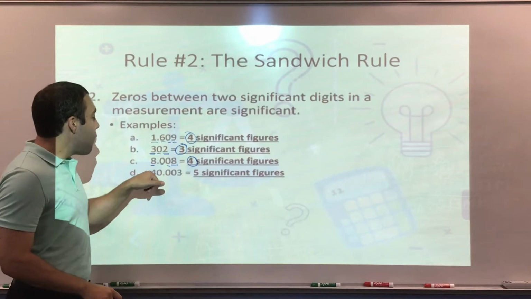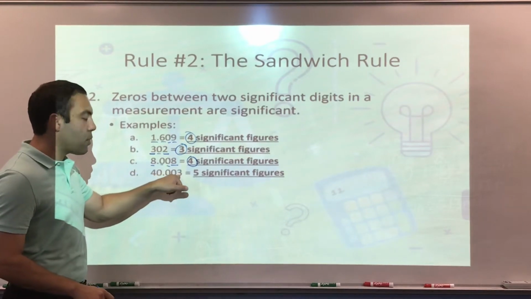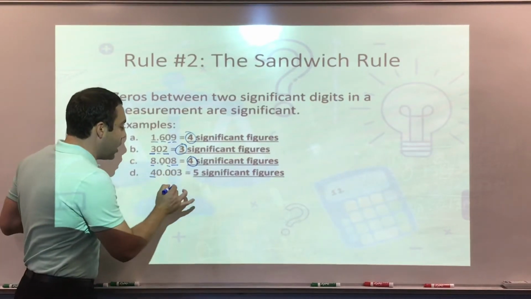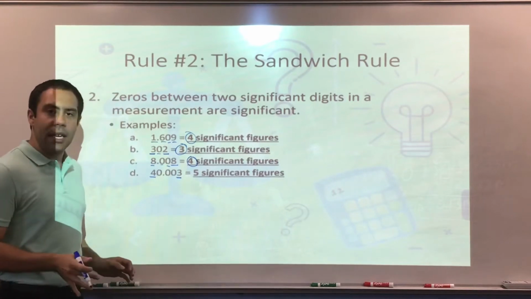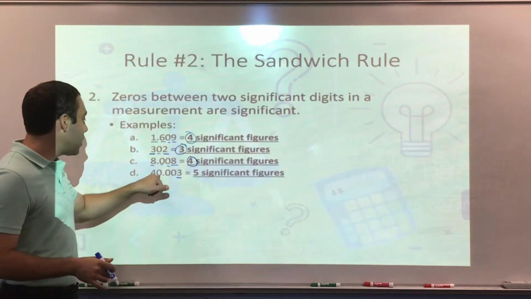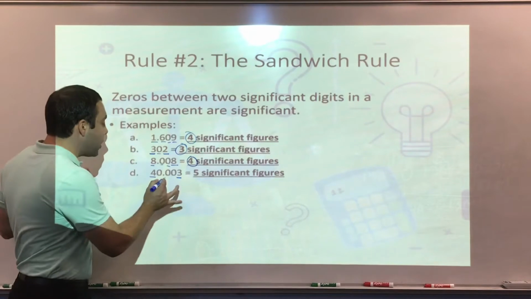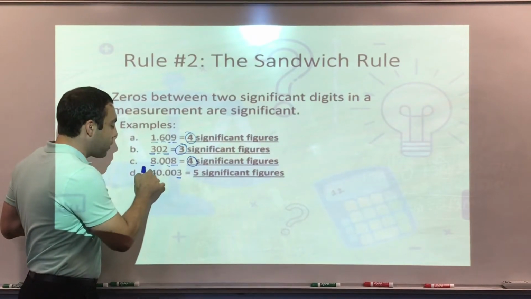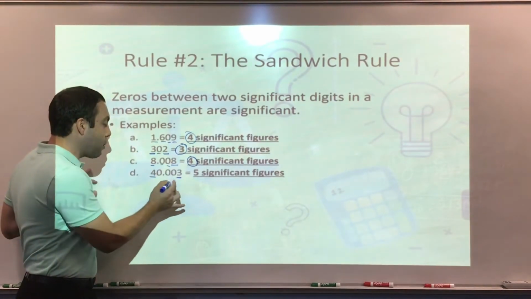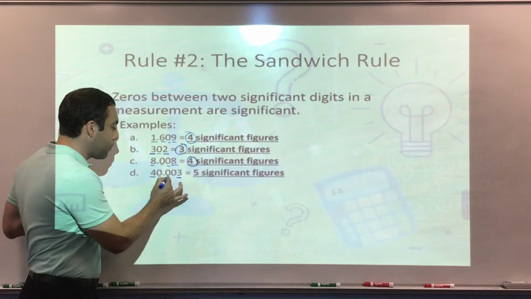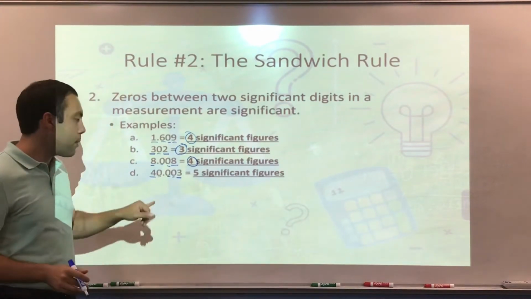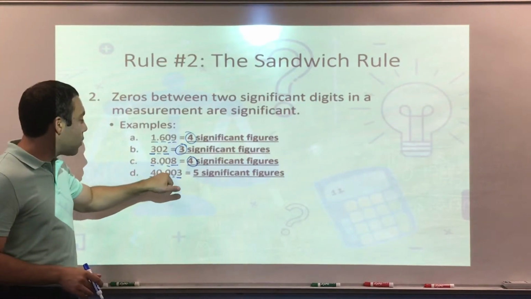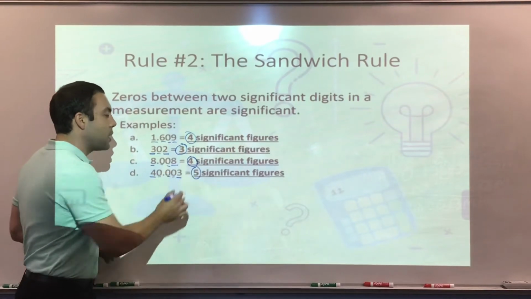And finally, 40.003, we have the 4 in the beginning, the 3 at the end, and in the middle we have some zeros. They're going to be significant because we have the 4, a non-zero number, and the 3, another non-zero number, at the ends. So in this case, I have 1, 2, 3, 4, 5 significant figures.